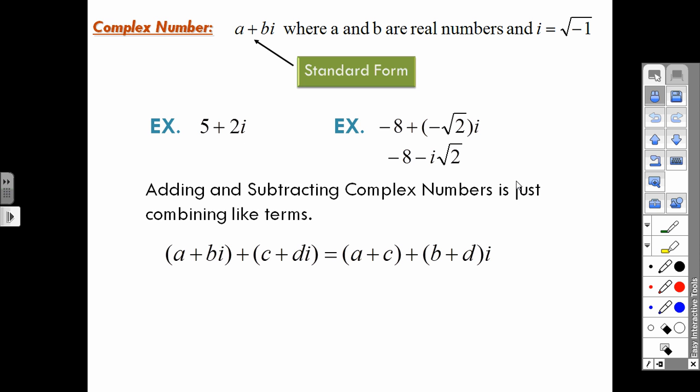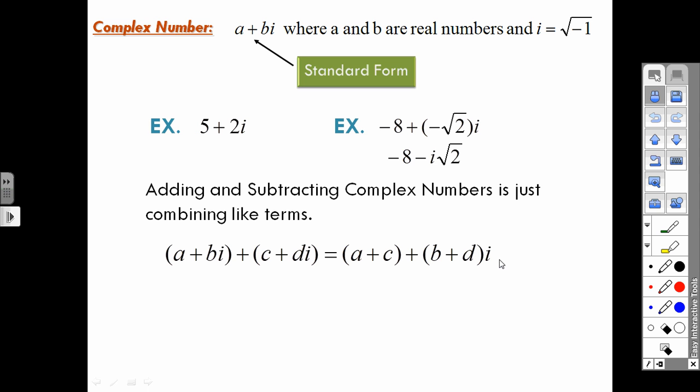Okay, so when you add and subtract complex numbers, it's just like combining like terms, like we saw before. I know this is very general with a, b, c, and d, but if you think about it, a and c here of these two complex numbers are the real parts. You're going to add them together. And then the bi and the di, those are the imaginary parts. You add them together, and this is what you would get.